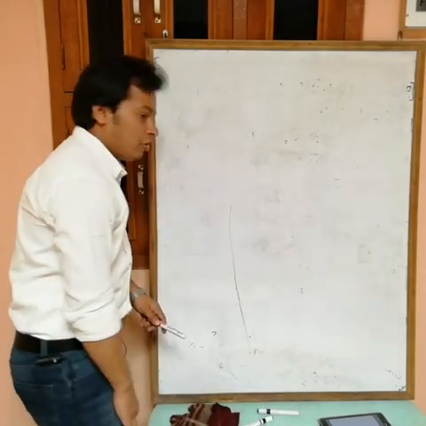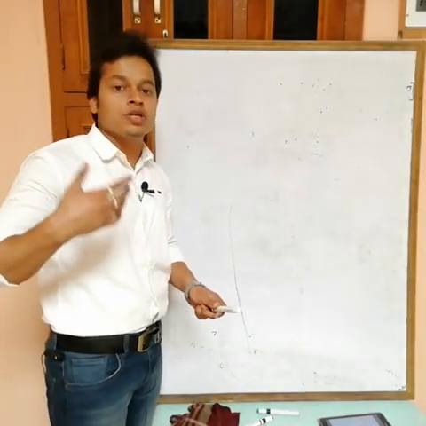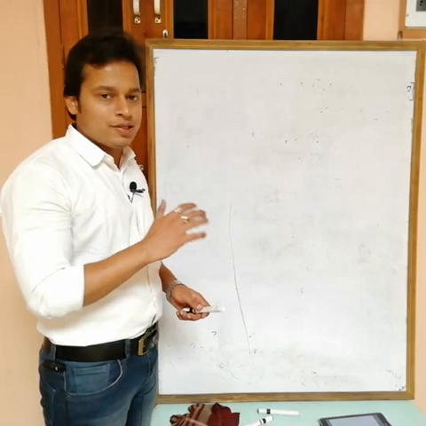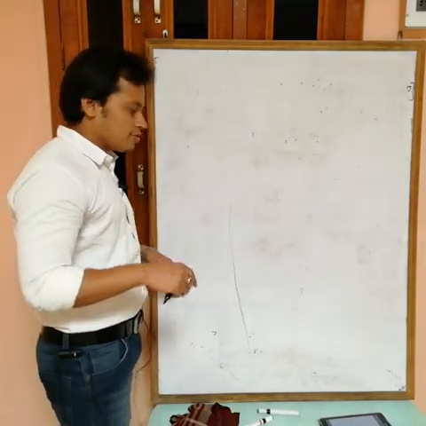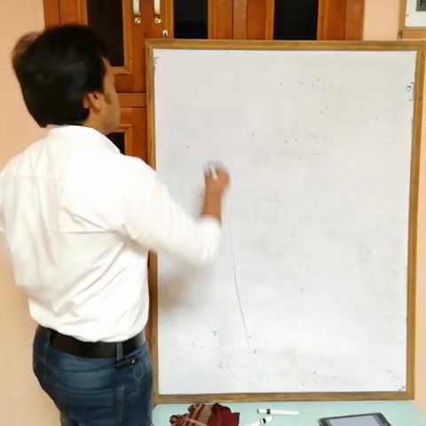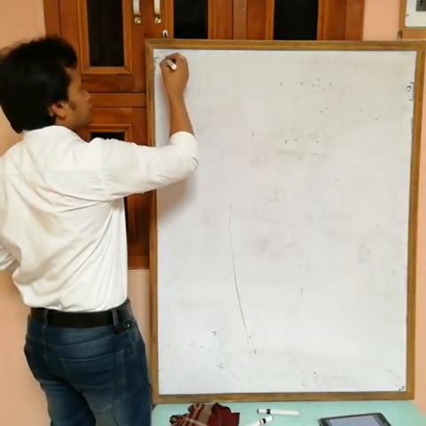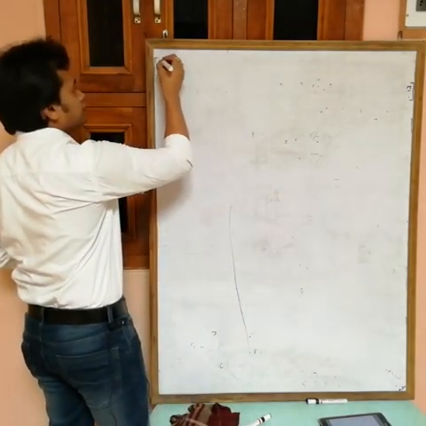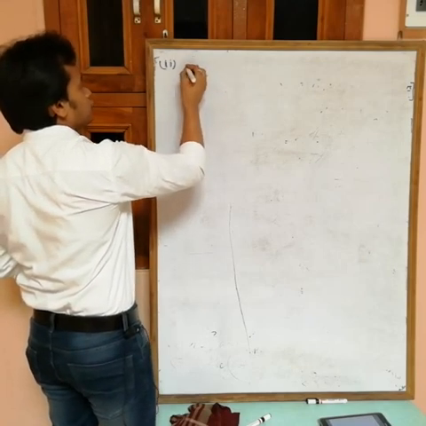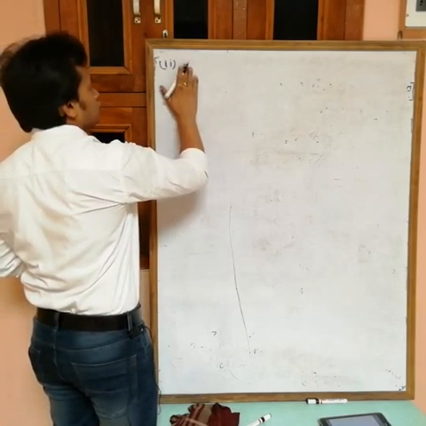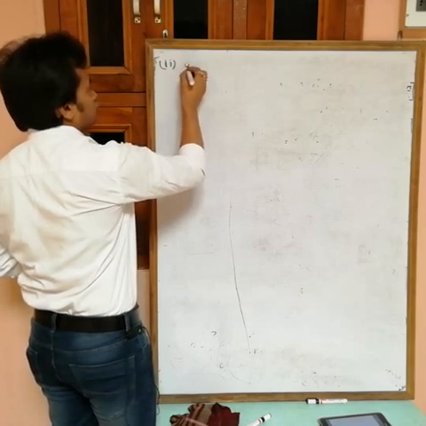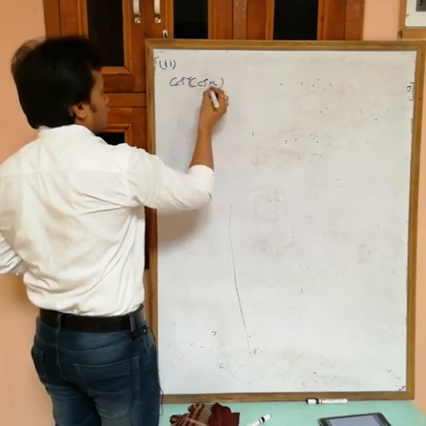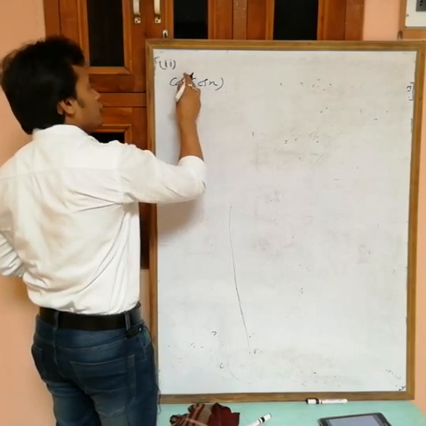Actually we have to remember only three: sine inverse of sine x, cos inverse of cos x, tan inverse of tan x. Then for cosec inverse of cosec x, the formula is the same as sine inverse of sine x. For sec inverse of sec x, it is the same as cos inverse of cos x. So next, cos inverse of cos x.